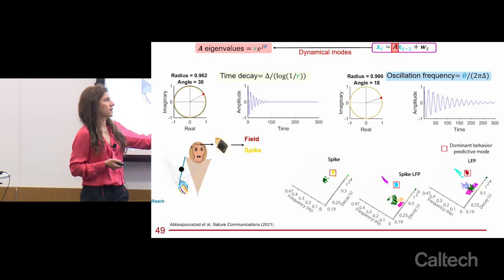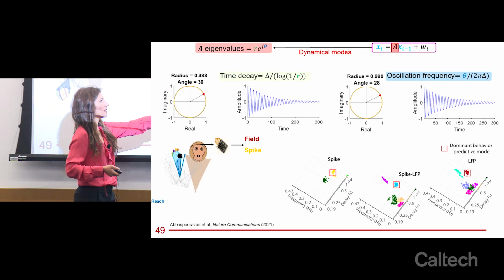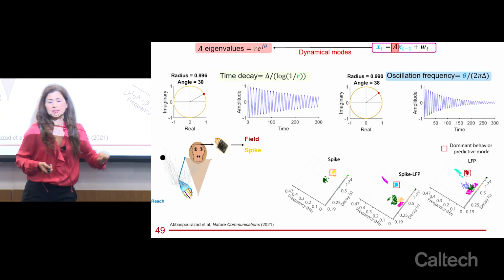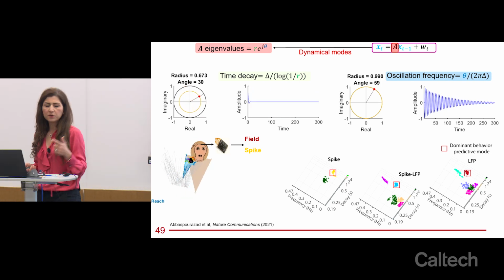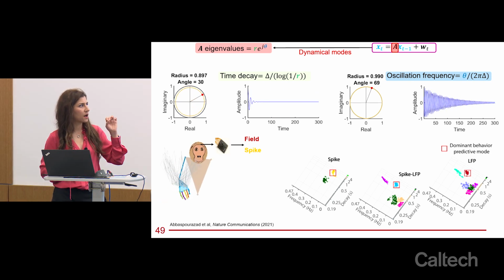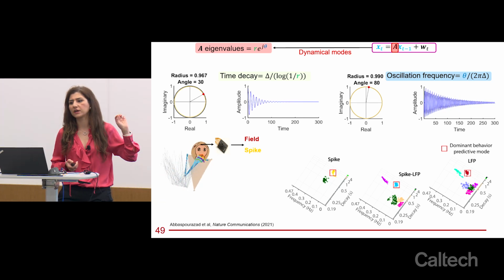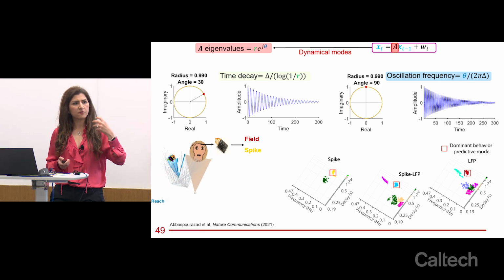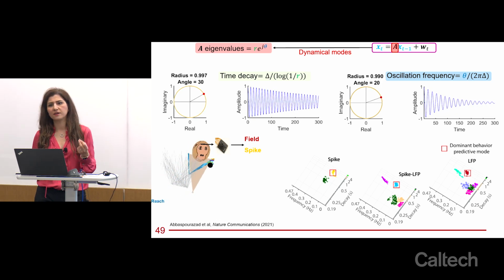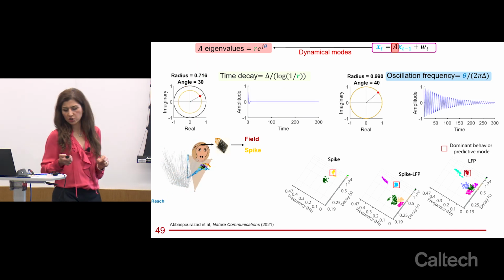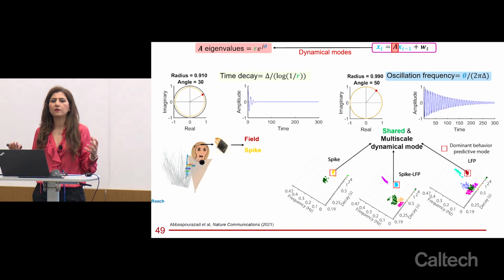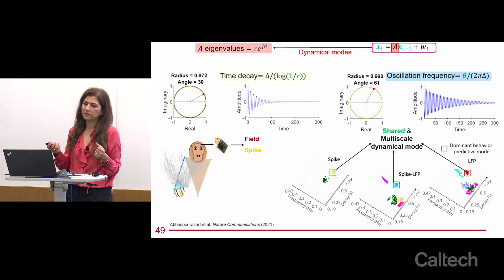So when you look here, you'll see that there are, of course, eigenvalues and modes in spike and LFP that are distinct, as you would expect. But there appears to be one mode that is at a very similar location, meaning it has the same frequency and time decay characteristic. And interestingly, that same mode showed up when we built a model in combination for the multi-scale data.